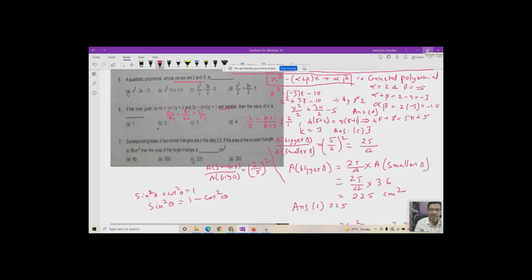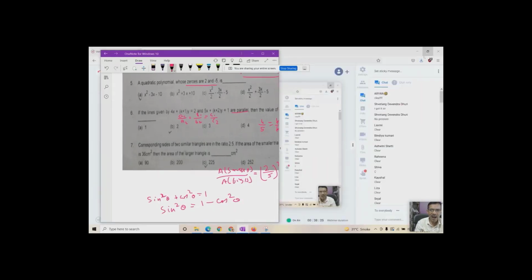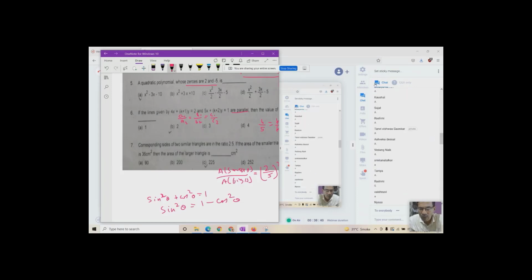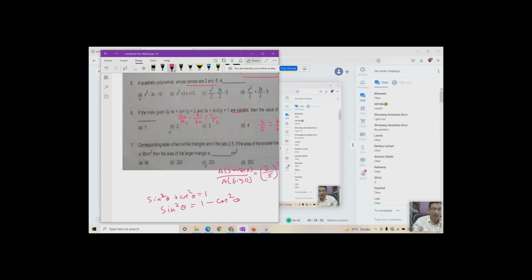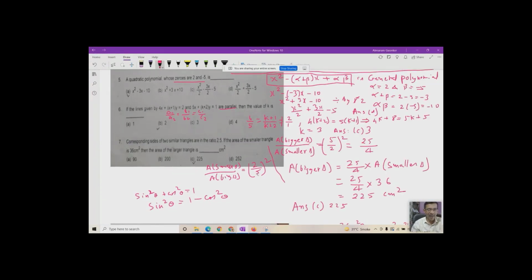Is there any question still? Vedang, please type if anything is there. Svetang has got no problem. What about Vedang? Okay, let me go for the next question.